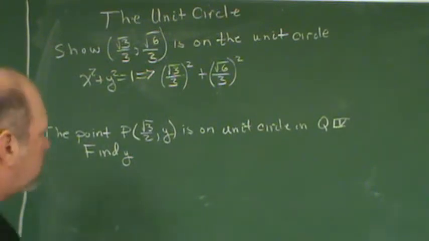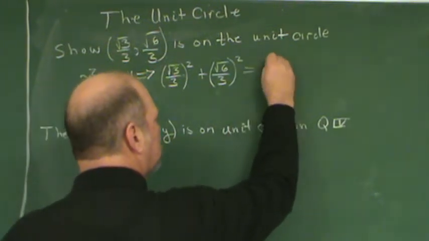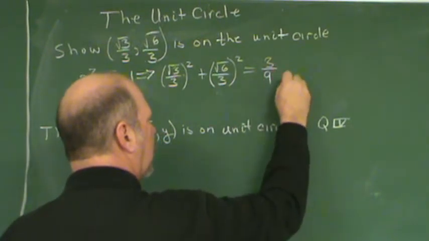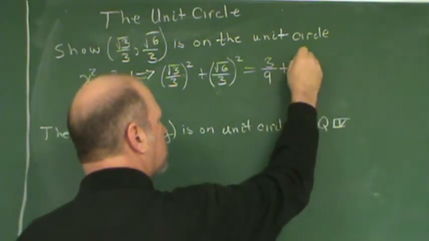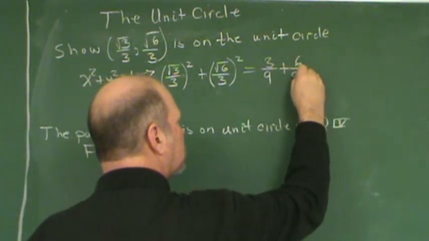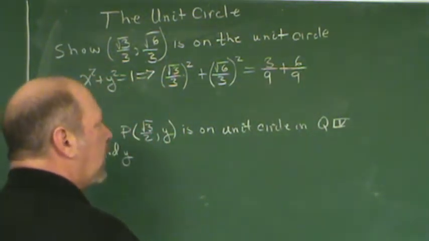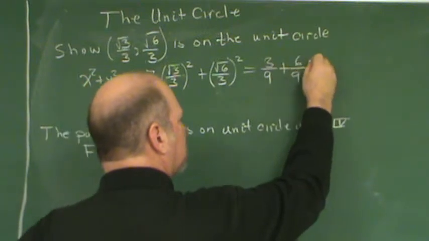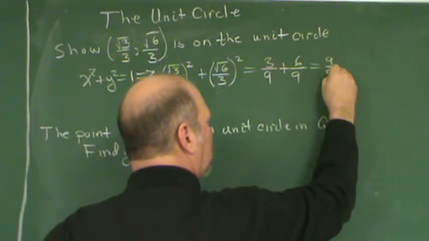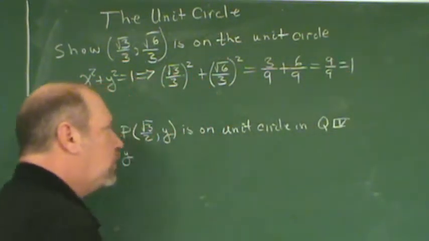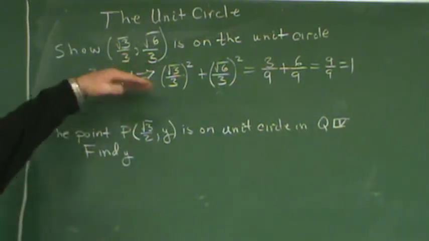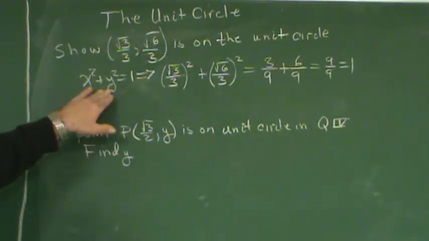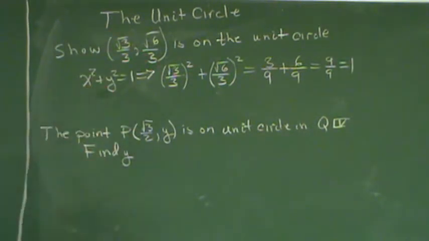Well, the square root of 3 squared is 3. 3 squared is 9. The square root of 6 squared is 6. 3 squared is still 9. We've got a common denominator of 9. 3 plus 6 is 9. So we have 9 over 9. That's equal to 1. So therefore, this point is on the unit circle because it makes this equation true.